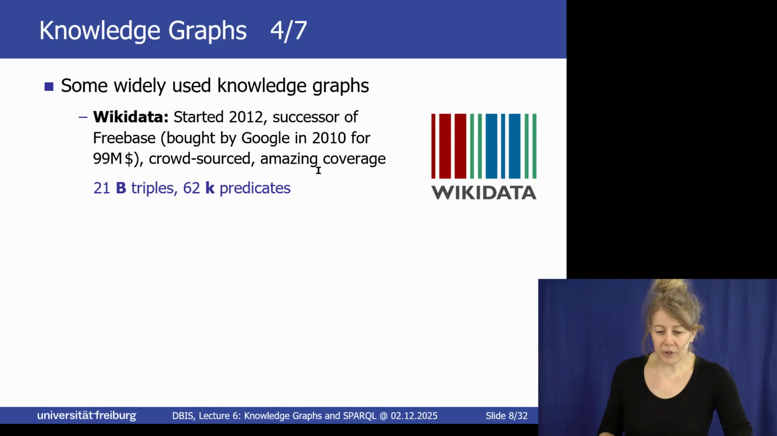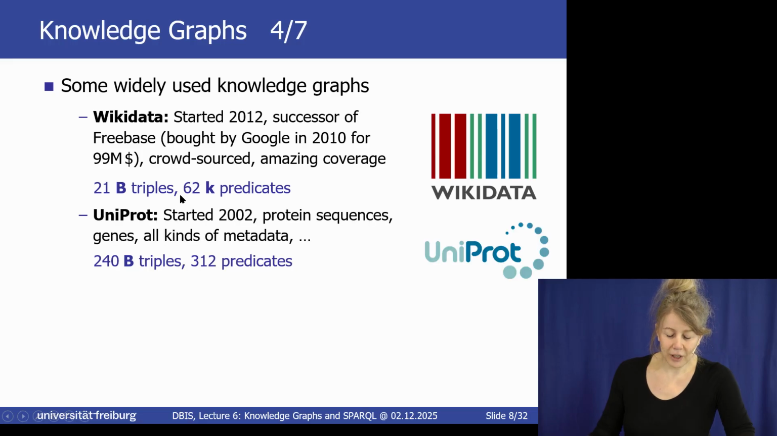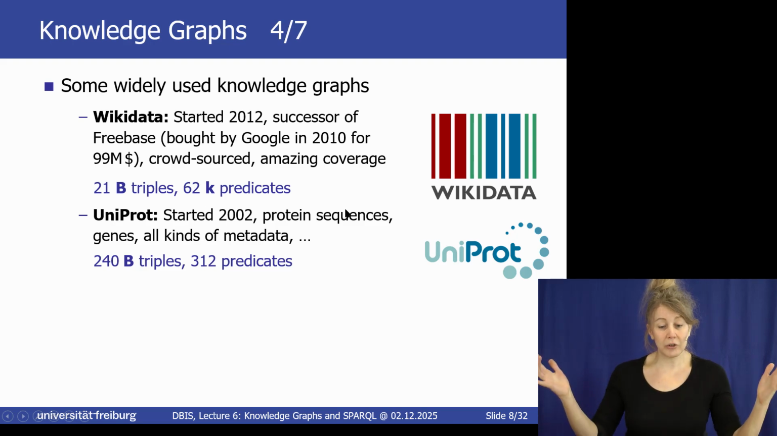And it was the successor of Freebase, which was bought by Google. Google was one of the first to invest in this technology. Wikidata now has 21 billion triples. We will see more of that later. UniProt, all the protein knowledge of the world, has a huge consortium which collects that data: 240 billion triples.